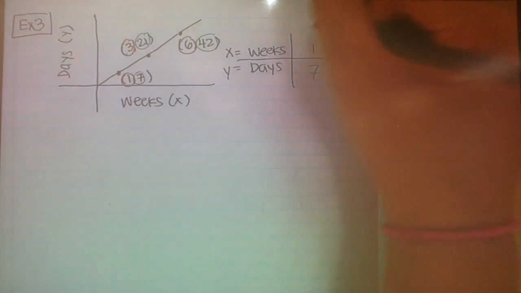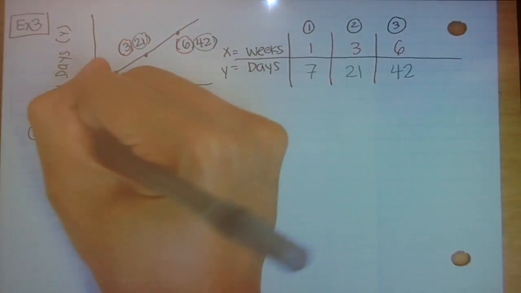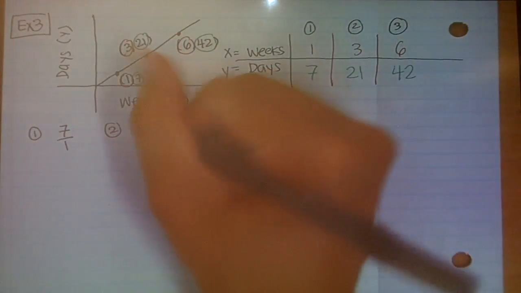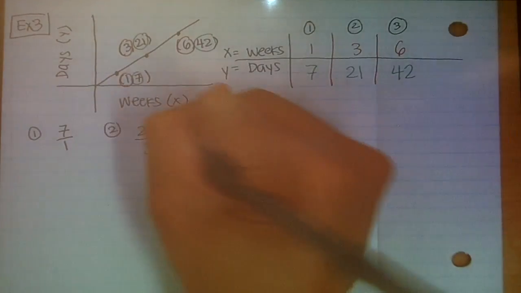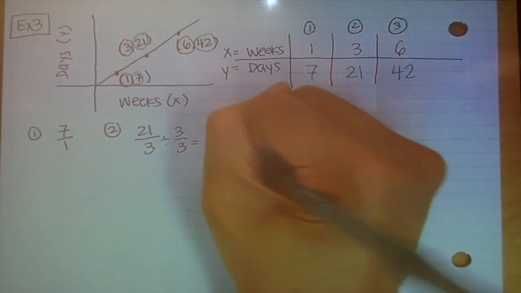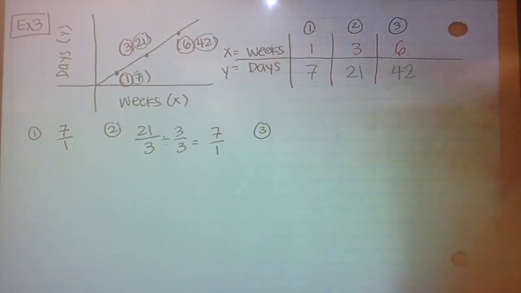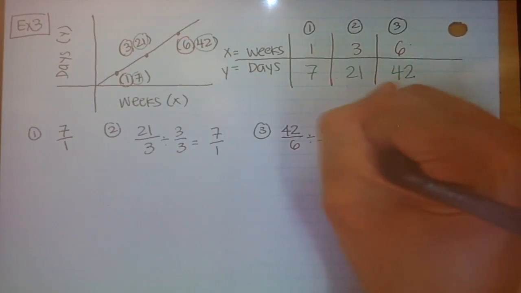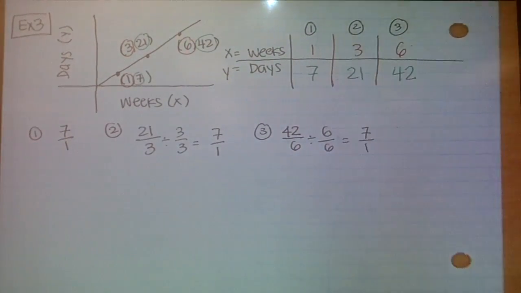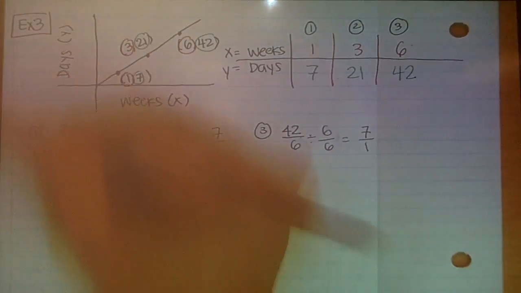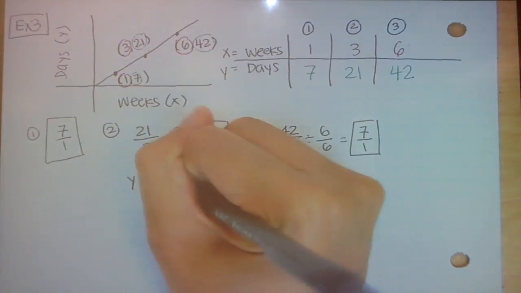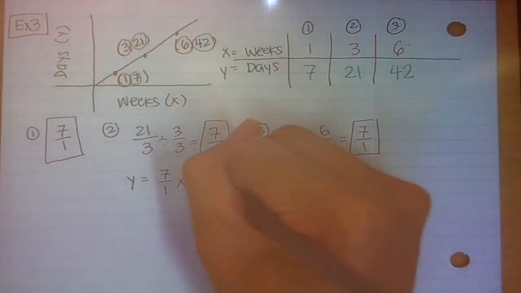So we need to check if our ratios are equal. So the first one, we have y over x is 7 over 1. Number 2, y is 21, x is 3, and I simplify, and I get 7 over 1. And the last one, our y is 42, x is 6. Can divide by 6, and I get 7 over 1. So I have 7 over 1, 7 over 1, 7 over 1, and my equation is y equals 7 over 1x, or y equals 7x.